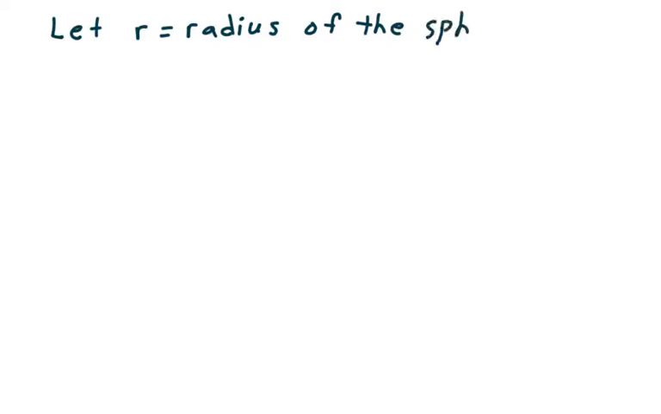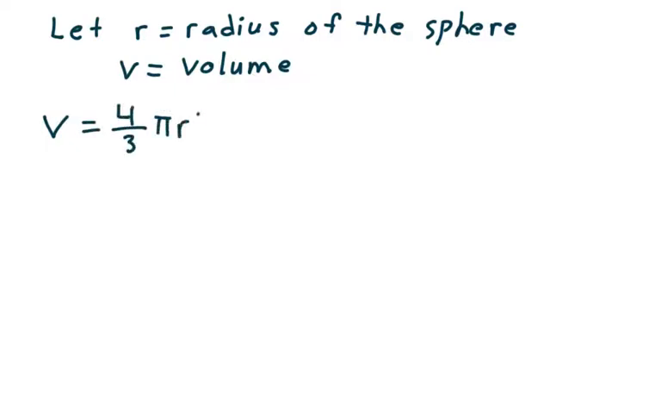So, I'm going to identify our variables. And so we're going to let r be the radius of the sphere. And we're going to let v represent the volume. And we know that v is 4/3 pi r cubed. So this is the volume of a sphere. So we need to know that.